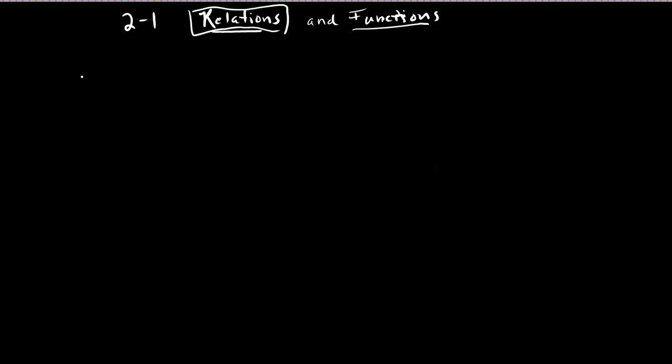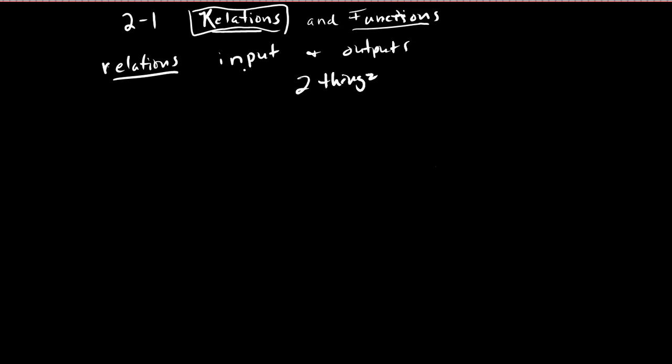What is a relation? Well, a relation is a set of pairs of inputs and output values. So a relation is a pair of input and output values. A pair is going to be two things, right? It's going to be an input value and an output value. So a relation then can be represented in four different ways. So let's talk about the first way.